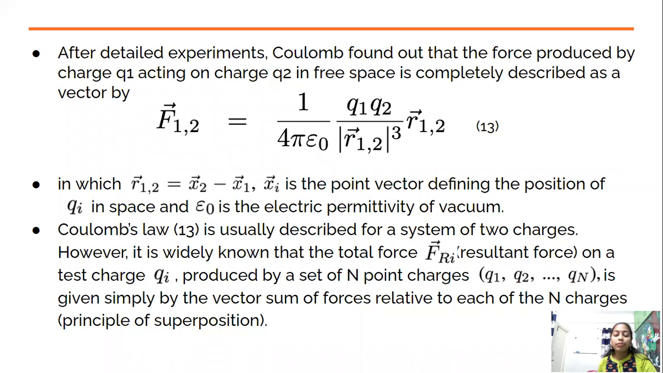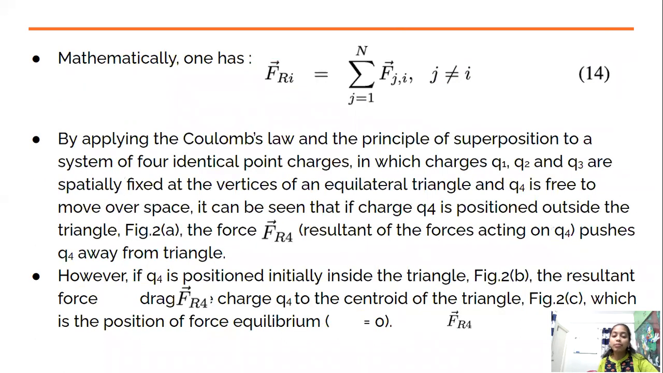Coulomb's law is usually described for a system of two charges. However, it is widely known that the total force, the resultant force on the test charge Qi produced by a set of n point charges Q1, Q2, and so on till Qn, is given simply by the vector sum of the forces related to each of the n charges, the principle of superposition. Mathematically, one has F bar i equals the sum over j equals 1 to n of F bar ji, where j is not equal to i.